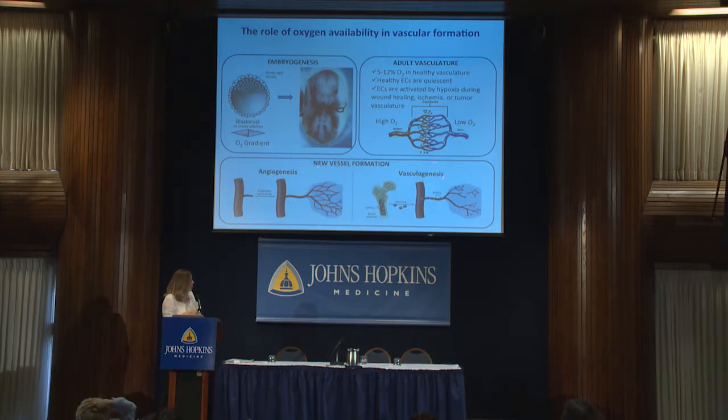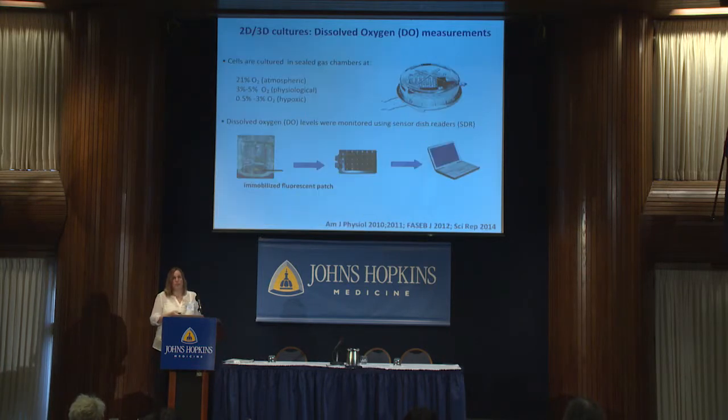And there is, of course, evidence that both angiogenesis, the formation of blood vessels from already existing blood vessels, which basically happens during cancer, and vasculogenesis, blood vessel formation from non-existing vasculature, are both regulated by oxygen levels. So this is the system that people use to control oxygen level in the lab.